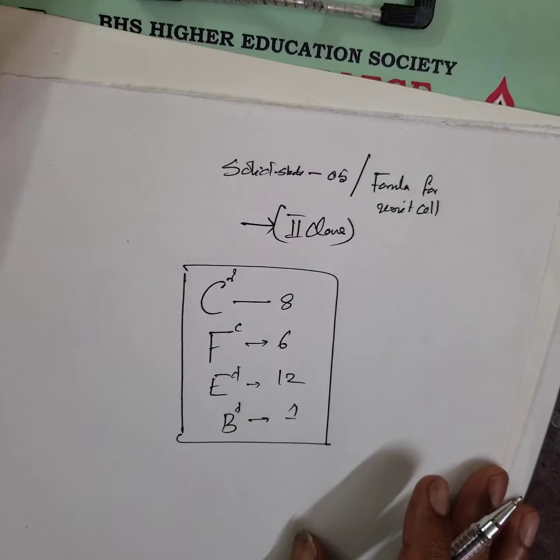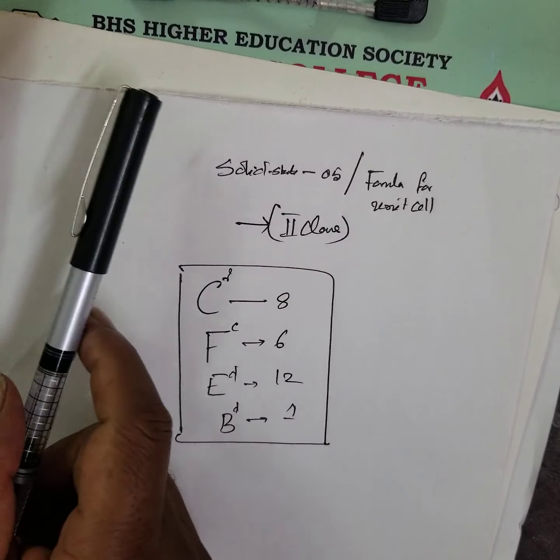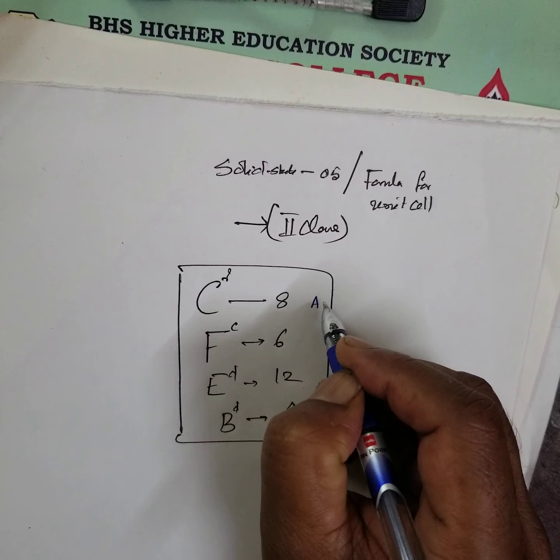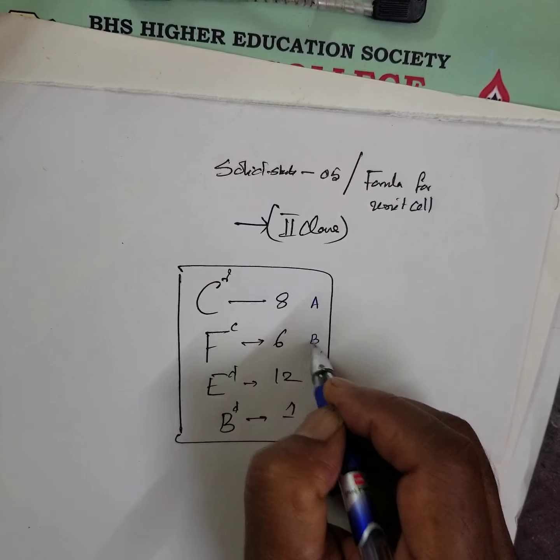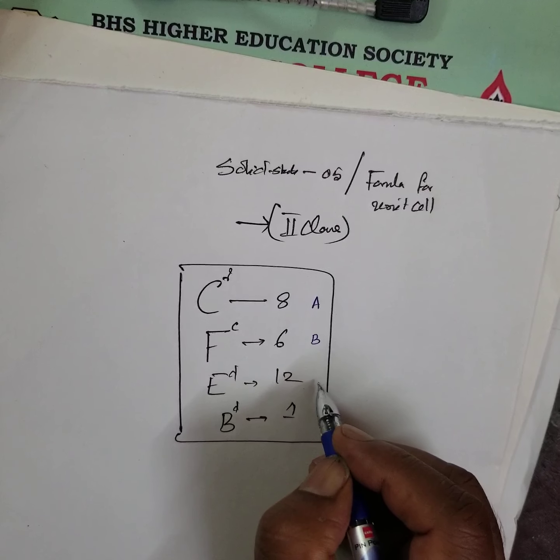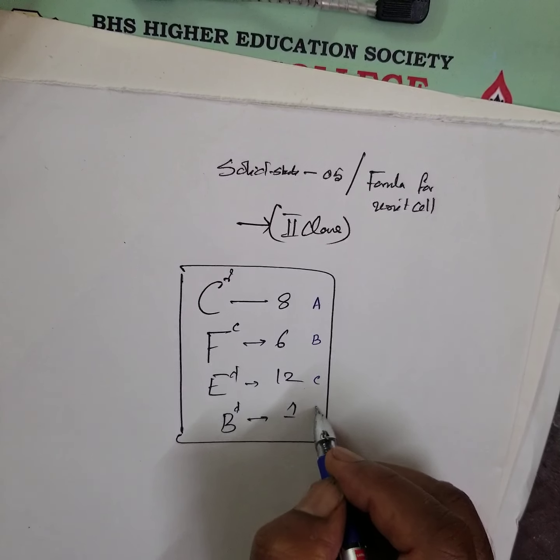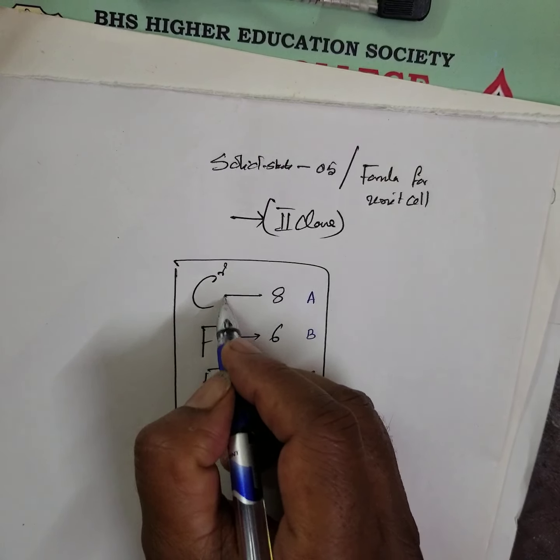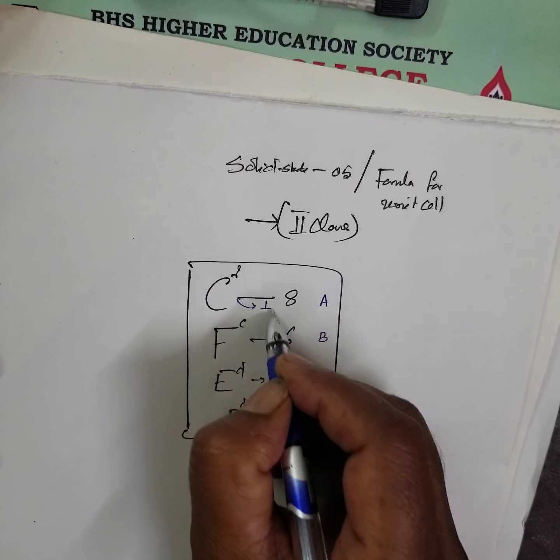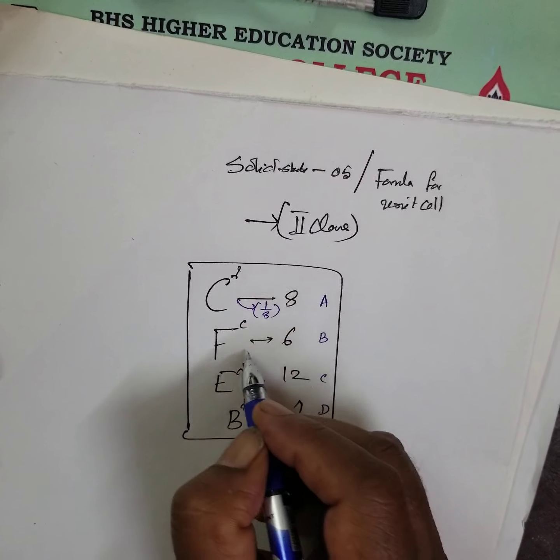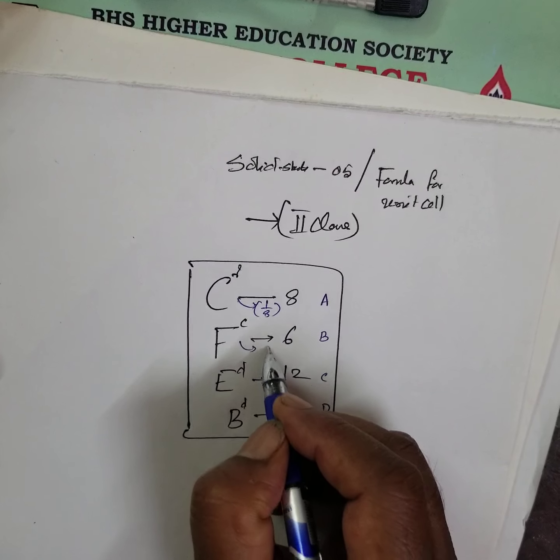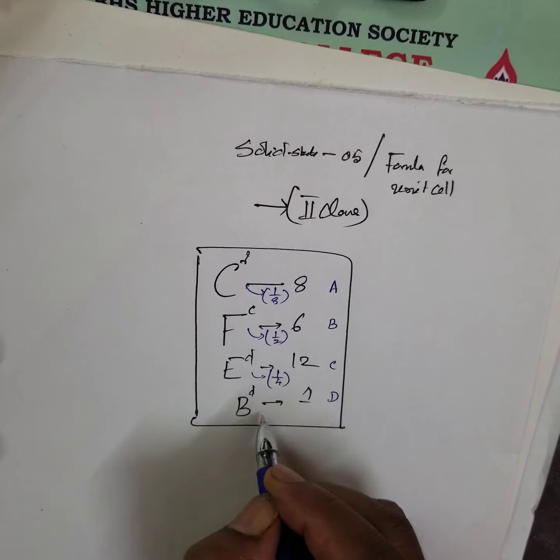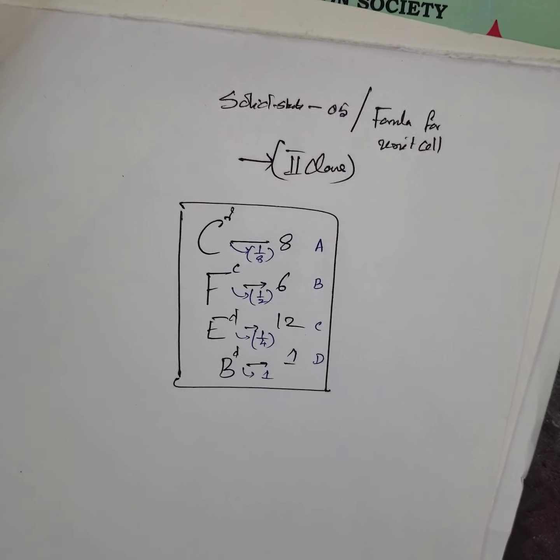I am recollecting the problem from last class. There are A atoms at the corner, B atoms at the face center, C atoms at the edges, D atoms in the body center. Write the formula. You know the contribution of the corner is 1 by 8. What is the contribution at face center? It is 1 by 2. For edge, 1 by 4. For body center, it is 1 itself.